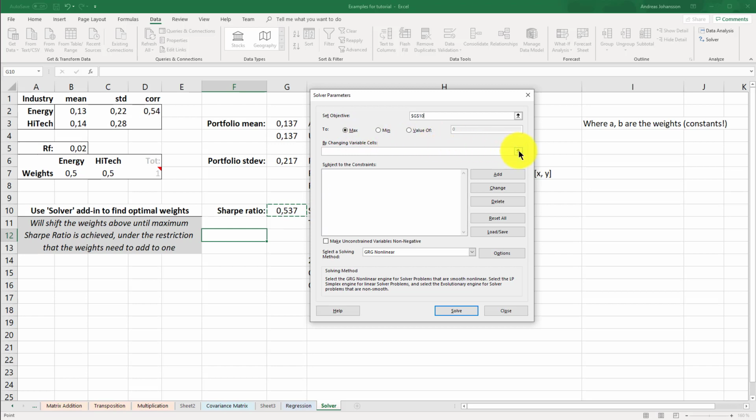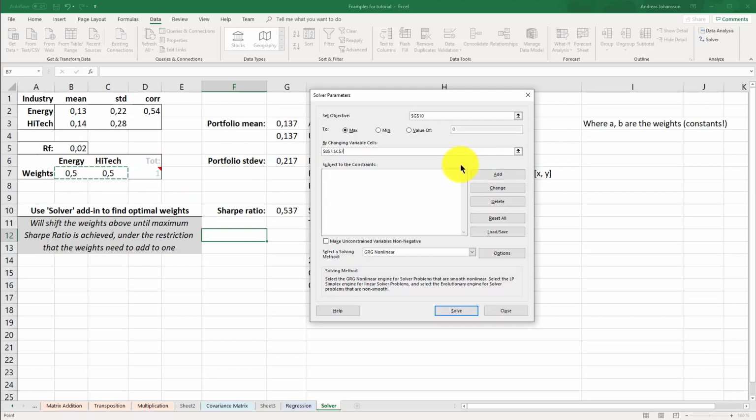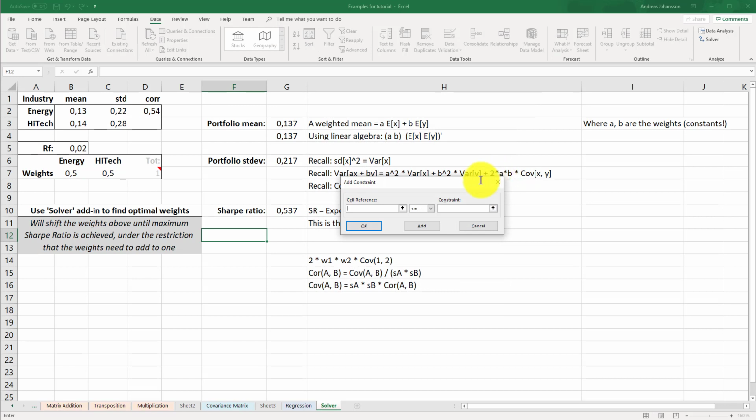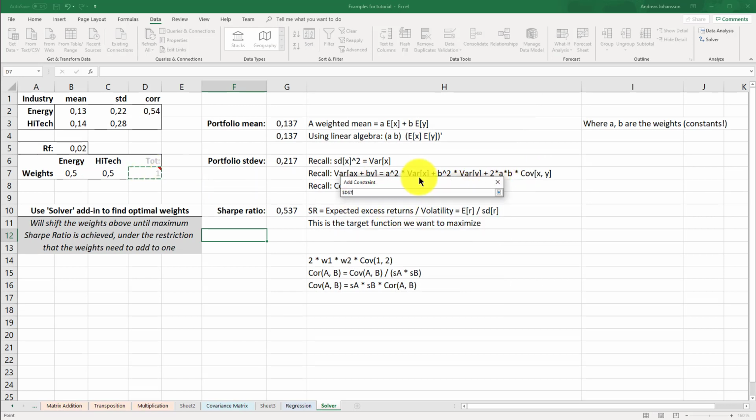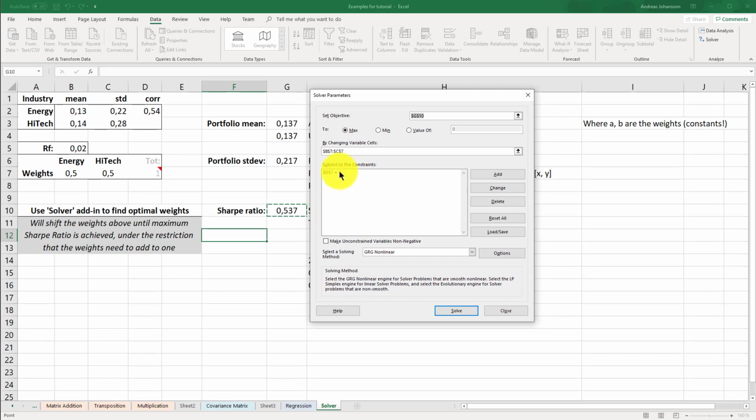And then we need to decide which cells we are going to change values in. And we want to change the weights around such that the Sharpe ratio becomes as large as possible. We also have a constraint because we can't put infinite wealth into these assets. So we want to add a constraint that this cell, the sum of these weights, needs to be equal to 1. It just says that we want to invest all our wealth into these two assets, nothing else. I push OK, and then we should get a restriction now.